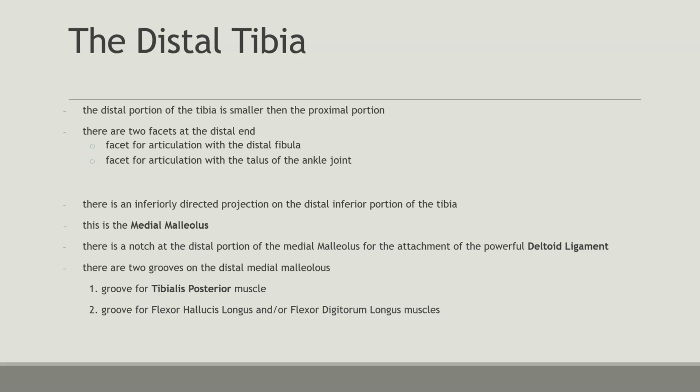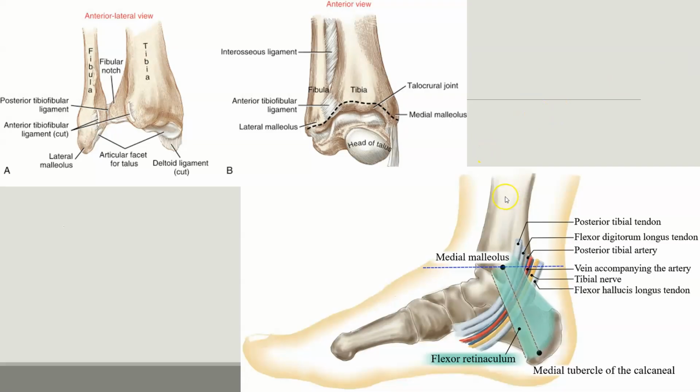And there are two facets at the distal end. There is a facet for articulation with the distal fibula. So now we have a proximal articulation between the fibula and the tibia, and now we have a distal articulation between the fibula and the tibia. The other thing you have here is a part that gets a bit lower on the medial side, and this is a facet that allows for the articulation of a bone that's involved in the ankle joint called the talus.